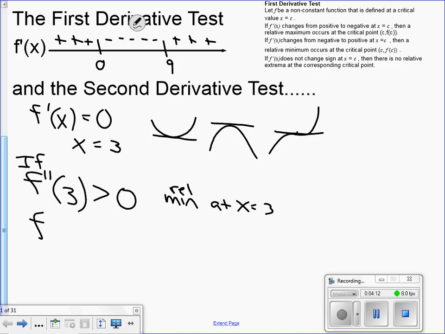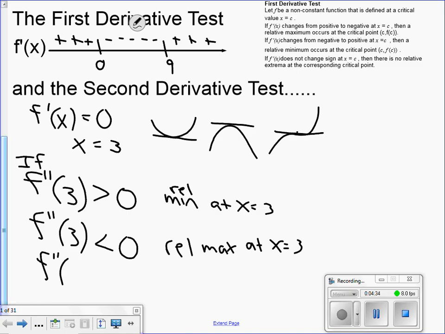If you plug the 3 into the second derivative and you get a negative number, you know your function has a relative max at x equals 3, because now you know that the graph is concave down and it has a horizontal tangent. If the second derivative at 3 is 0, you don't know anything. You have to try your first derivative test for extrema. But it's a nice, quick little way to see.